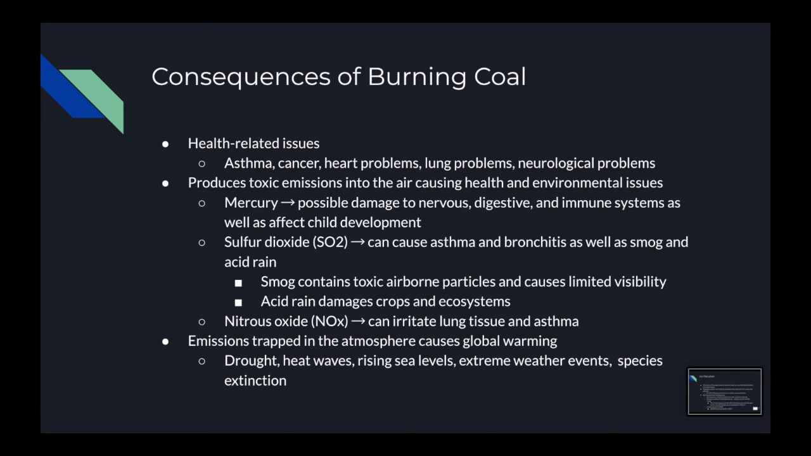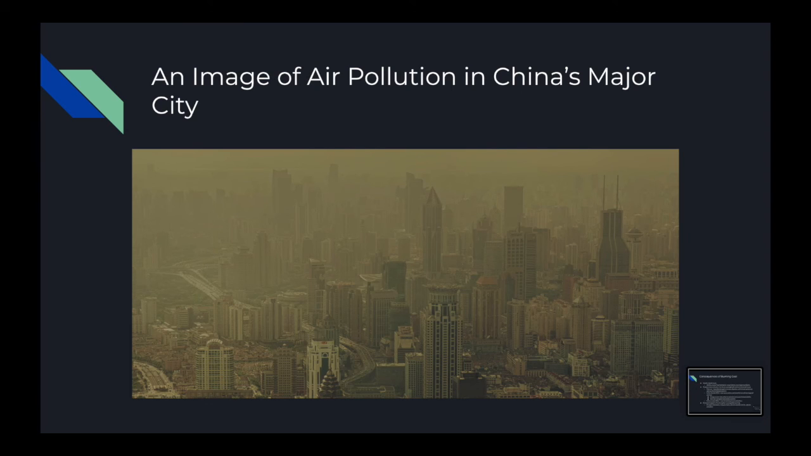Lastly, nitrogen dioxide can irritate lung tissue and cause asthma. All of these emissions are trapped in the atmosphere, exacerbating global warming and climate change. This can cause drought, heat waves, rising sea levels, extreme weather events, species extinctions, save the polar bears, and more. And lastly, this is an image of air pollution in one of China's major cities. As you can see, the city is covered in a blanket of trapped air pollution.